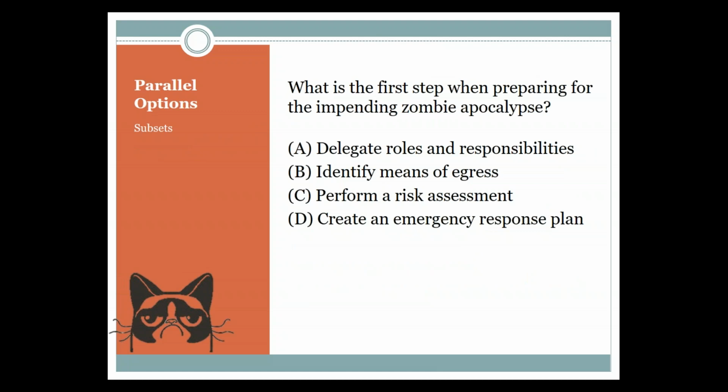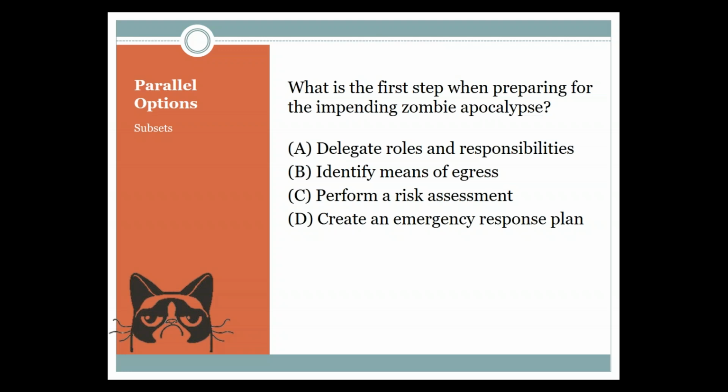Another issue with parallel options are subsets. Subsets are when one option is included in another option. And what we find is that candidates who are higher performers, who know more, are more tripped up by these items than candidates who are performing a little bit lower.